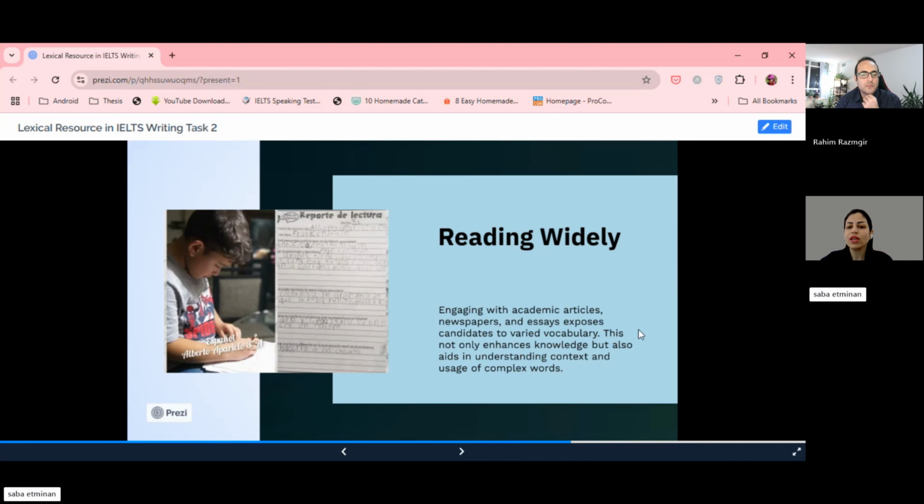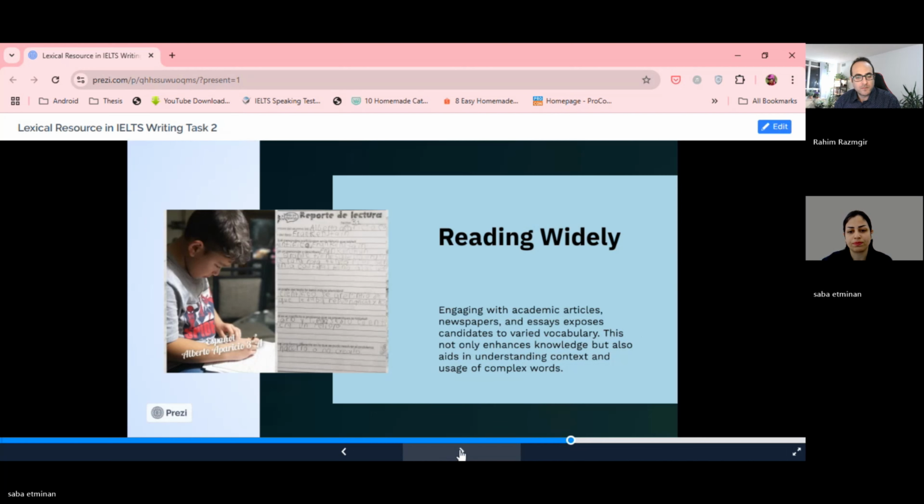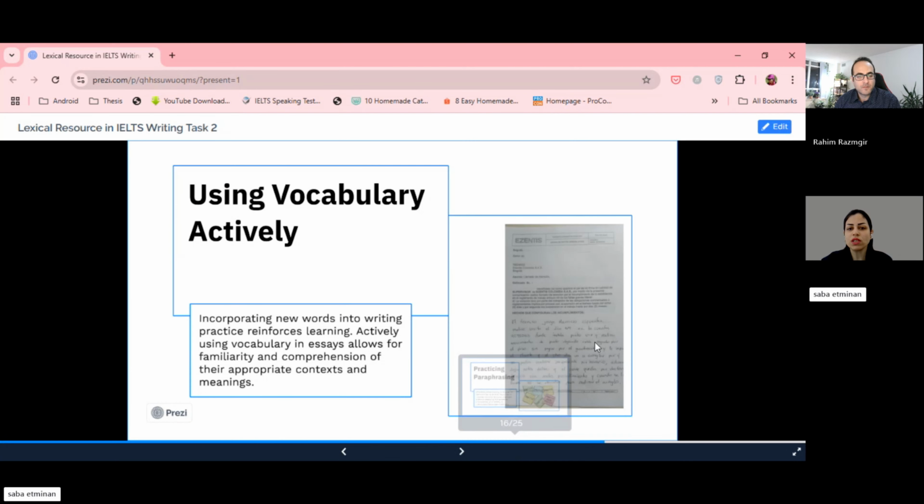The other thing is reading widely. Engaging with academic articles, newspapers, and essays exposes candidates to varied vocabulary. This not only enhances knowledge, but also aids in understanding context and usage of complex words. It really helps a lot. And using vocabulary actively. Incorporating new words into your writing practice reinforces learning. Actively using vocabulary in essays allows for familiarity and comprehension of their appropriate contexts and meanings.